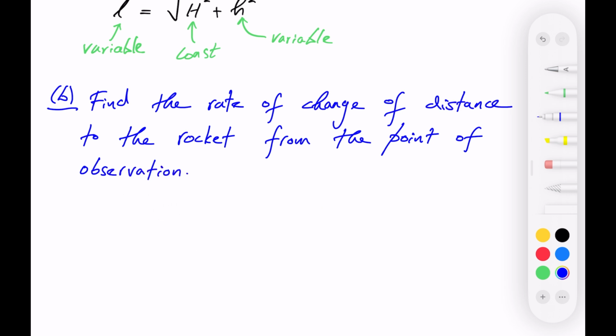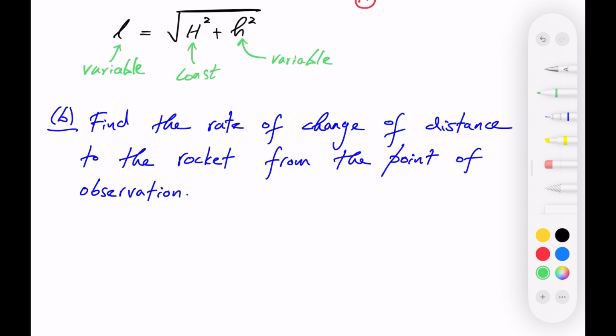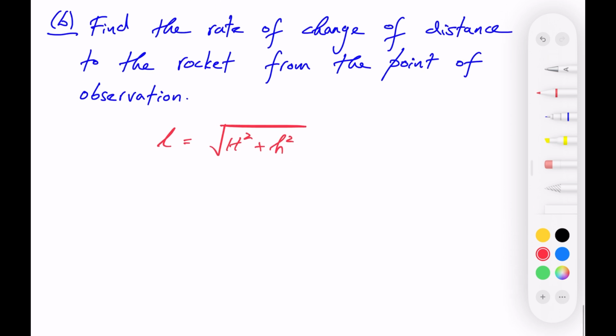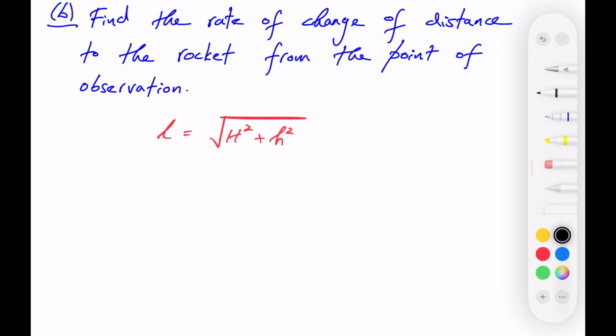The equation that we have is L equals square root of capital H squared plus lowercase h squared. We need to differentiate this with respect to time t. When you differentiate it with respect to time, we have identified that lowercase l and lowercase h are the variables. Now, how do you differentiate it? We need to find the rate of change of distance. That means I need to differentiate L with respect to t. When I do so, I get dl by dt on the left hand side.